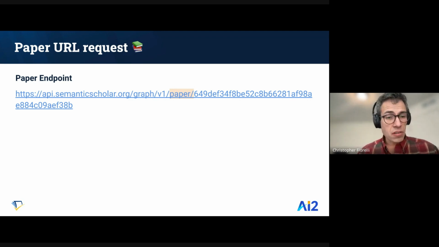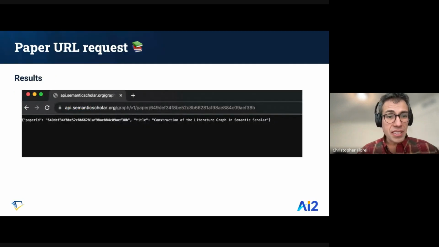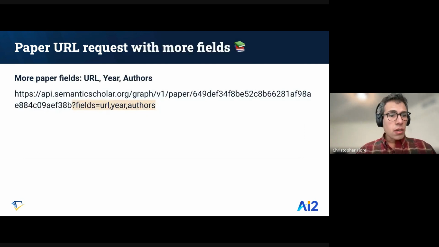So in the example you're looking at right now for a paper, we then specify the identifier, the ID of the paper. Once we have all these pieces put together, if we put that URL into the browser, here's an example of what those results might look like. You've got a confirmation of the paper ID there, and then you can see the title of the paper.